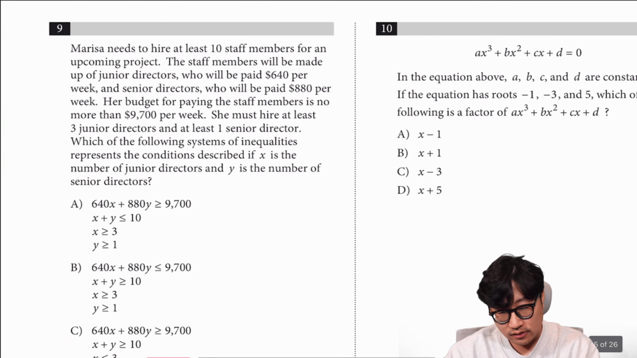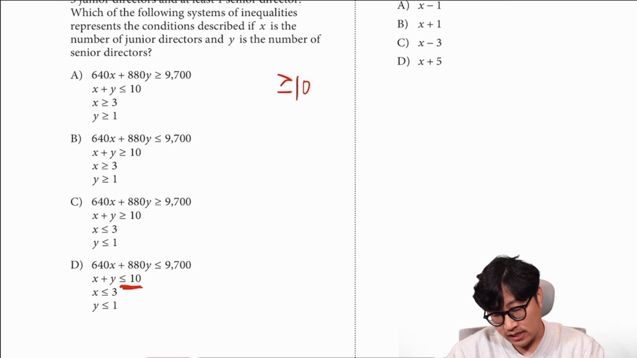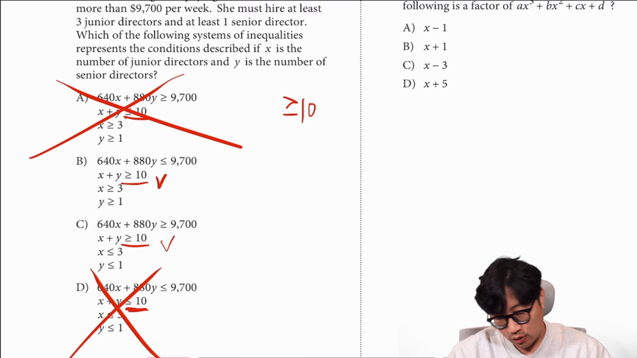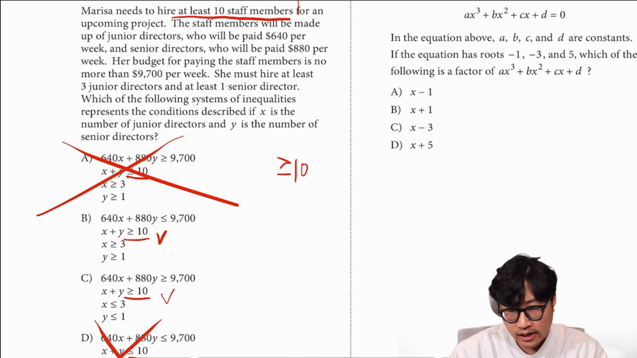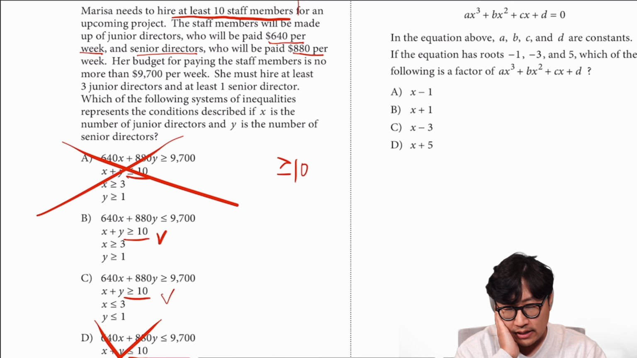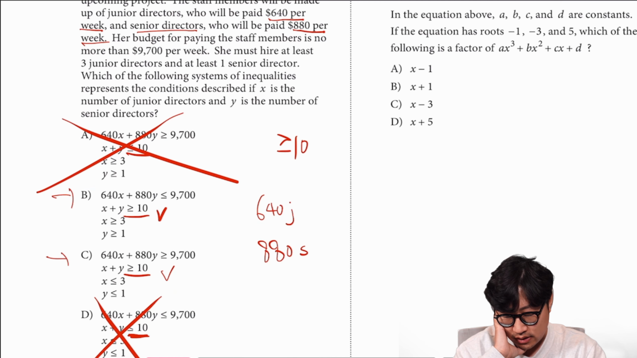Number 9. Wow, long wording. So here we go. At least 10 staff members, so I'll just say 10 or greater. If you look at the answer choices starting from the bottom, that one has the wrong sign, and that one also has the wrong sign. So we're between B and C. Then what does it say? Junior directors will be paid $640 per week, and senior directors will be paid $880 per week. But if you look at answer choices B and C, they have the same thing, so that really doesn't help you.